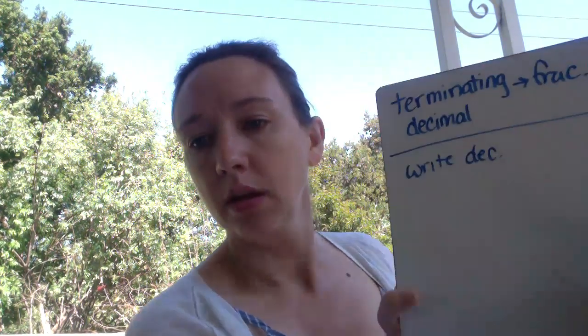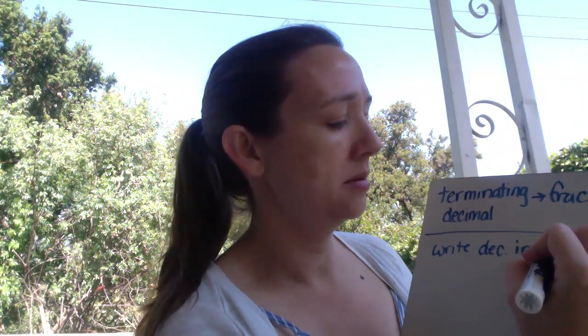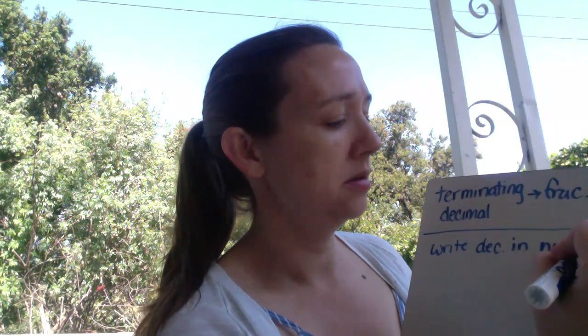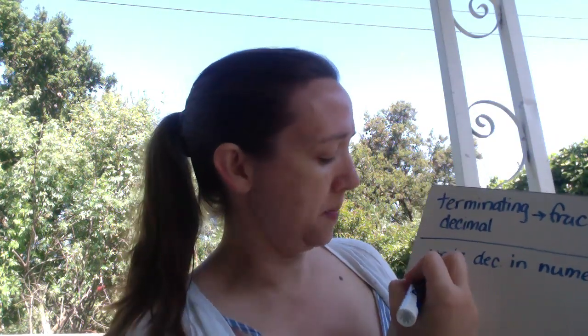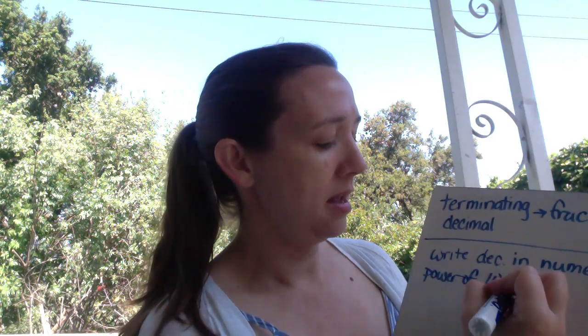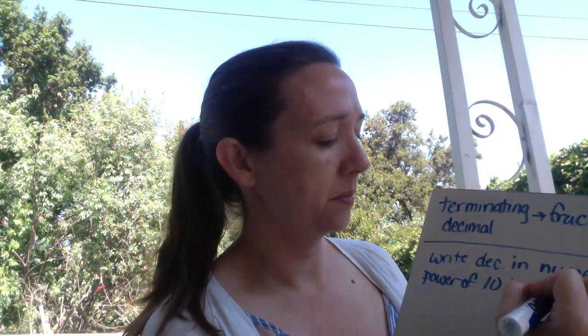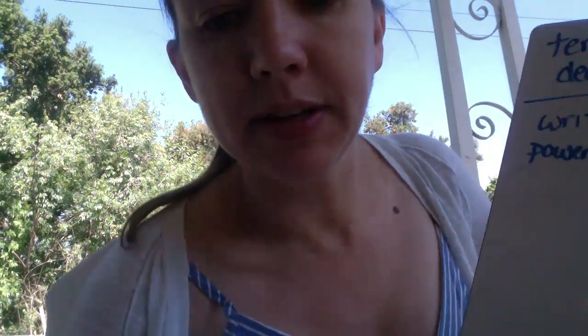So a terminating decimal into a fraction, if we're going to do that one, we put it over 10 or 100 or 1,000. So write the decimal in the numerator. That's the top. And then we put a power of 10 in the bottom. 1 0 for every space, every decimal space.